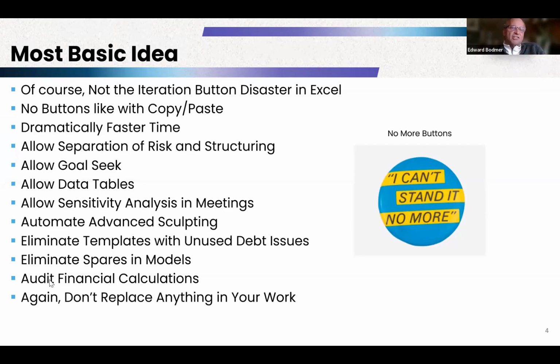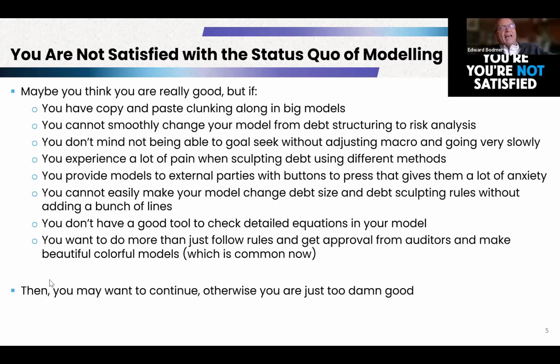So I've already talked about sculpting. It allows you to eliminate wasted space in models, extra unused spaces for dead space in template models, spares. It allows some auditing. And maybe you think you're really good, but then you're like me. You write a model and the copy and paste just chunks along because it's a really big model. It's got to copy it. The model's got to compute. It takes a little time to compute, a few seconds, and then it's got to copy it again. The whole model's got to compute. It chunks along.